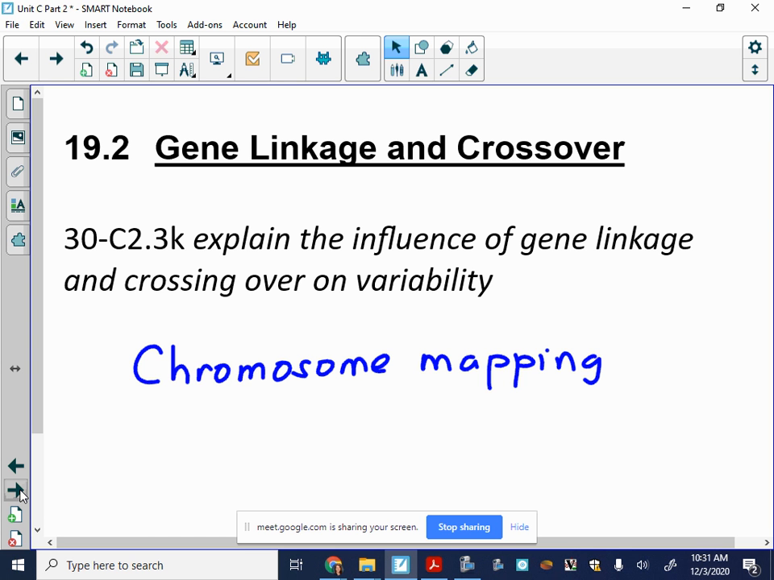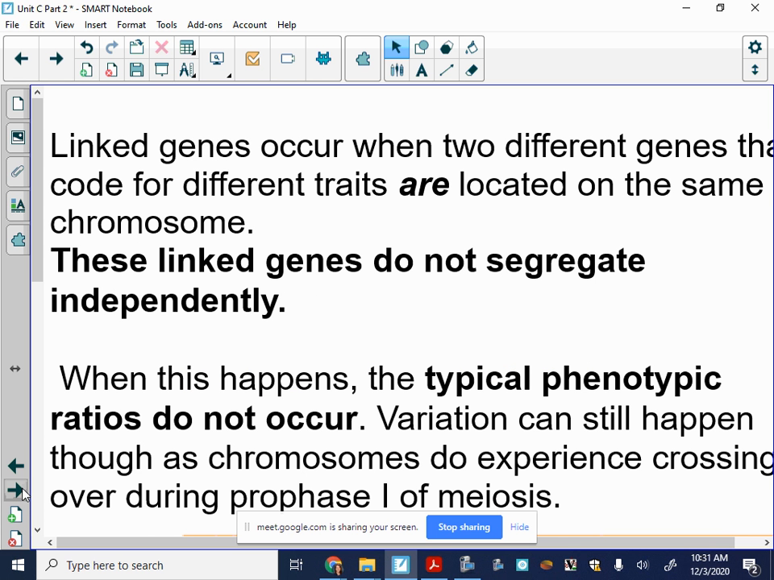Chromosome mapping itself is very easy. The backstory leading up to it can get a little bit confusing, so I don't want you to stumble over that. I don't want you to worry about that so much, because once we get to the mapping, you're going to find that part is quite easy. So let's get to the backstory.